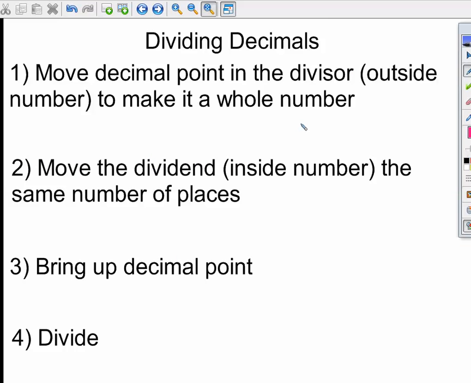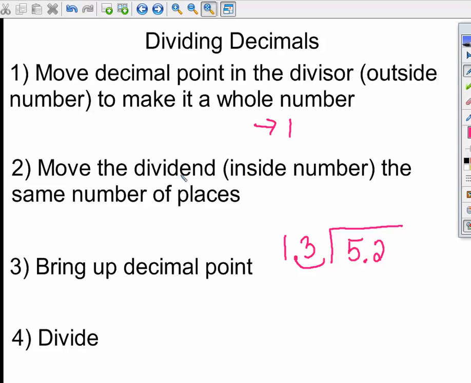So when we are dividing decimals, we have to make sure that the outside number, or the divisor, is a whole number, and if it's not, we need to change it. So let's look at an example. Let's say that I have 5.2 divided by 1.3. So 1.3, or the divisor, is not a whole number, that's a decimal. To change it to a whole number, I have to move this decimal point over 1 to make it 13. So I had to move it to the right once.